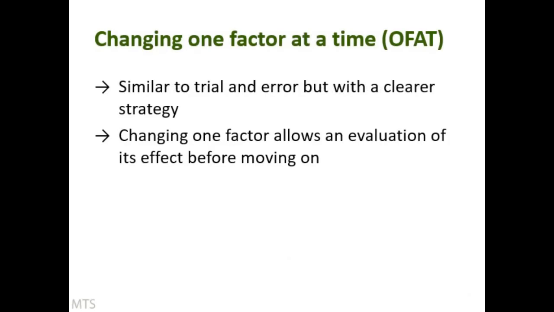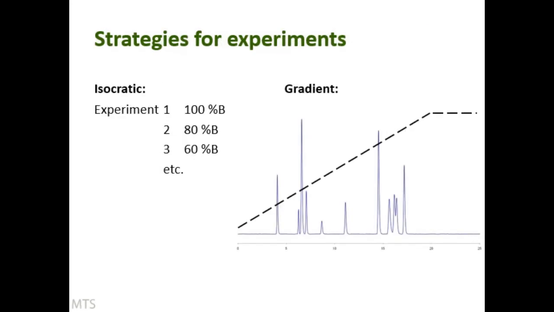We've got changing one factor at a time. So it's a bit like trial and error, but what I'm trying to imply here by giving it a separate section is it's a bit clearer in terms of strategy. So we're looking at one factor, evaluating that before we decide what to try next. So what sort of strategies? Well, again, I've taken my examples from reversed phase, so I hope that suits most of you.